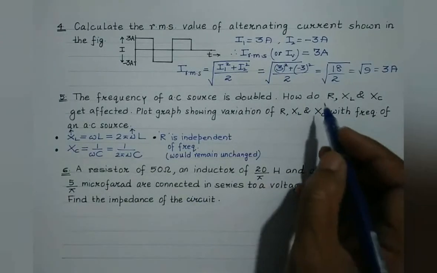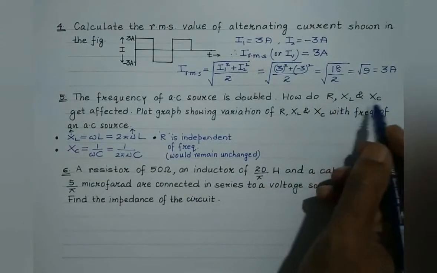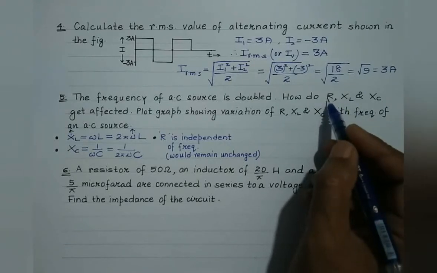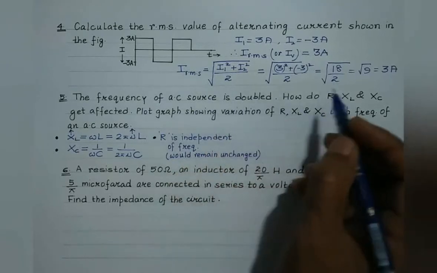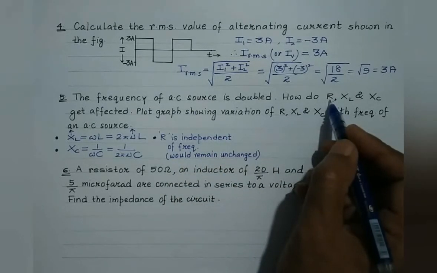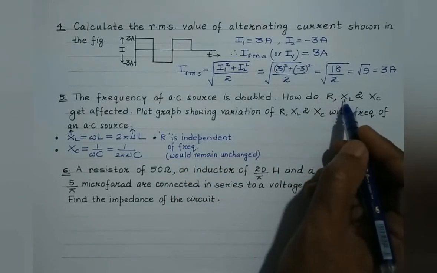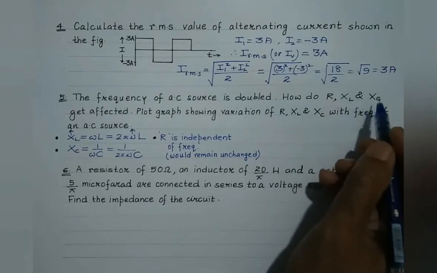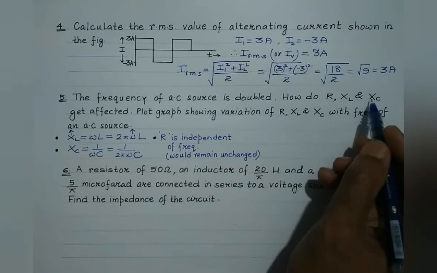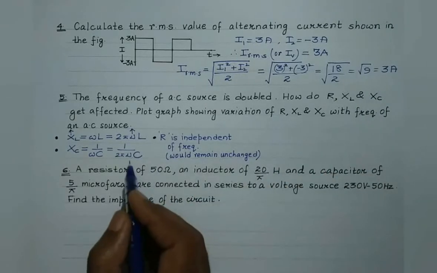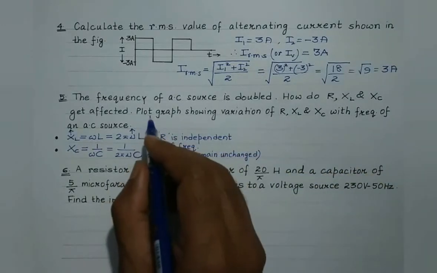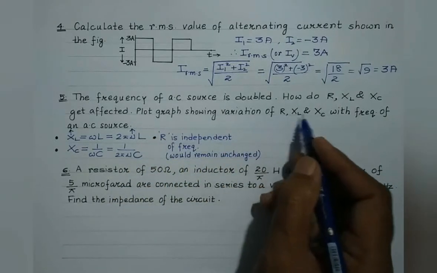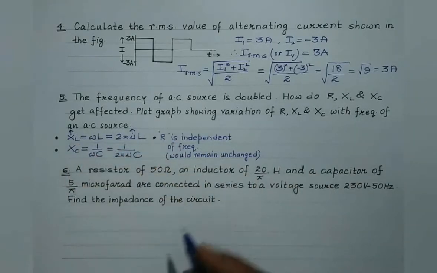So we have got the answer to the first part. With the increase in the frequency of the AC source, the value of R will remain unchanged. As the frequency is doubled, XL will also become twice, and with the increase in the frequency, XC will decrease. In case the frequency is made twice, XC will become half, right? Now let us plot the graph showing the variation of R, XL and XC with the frequency of the AC source.